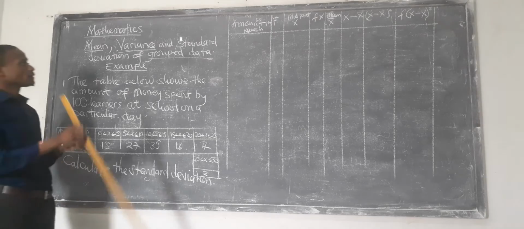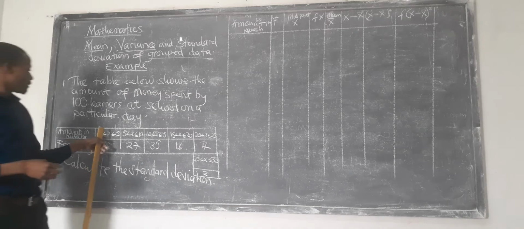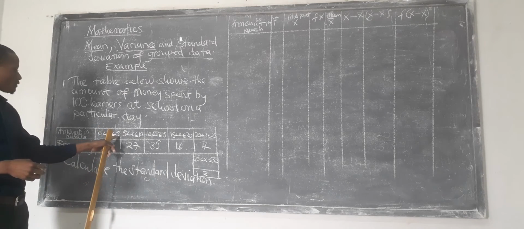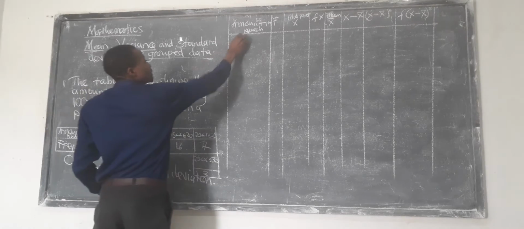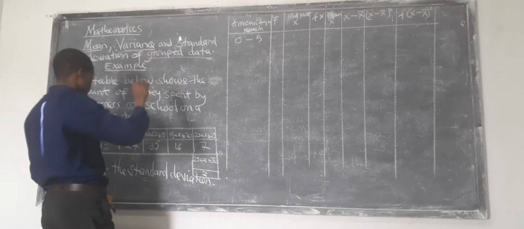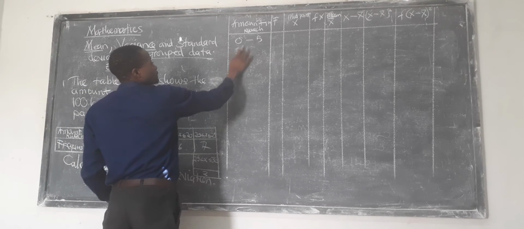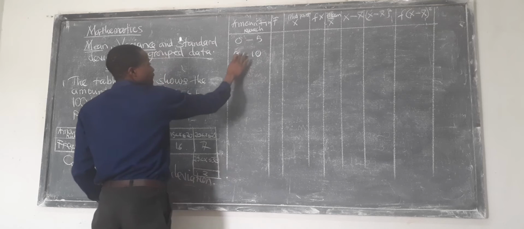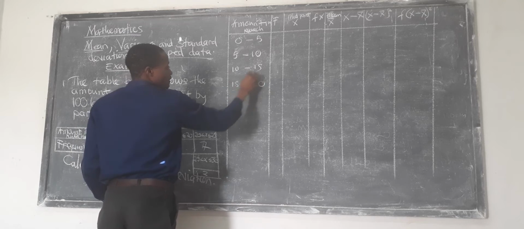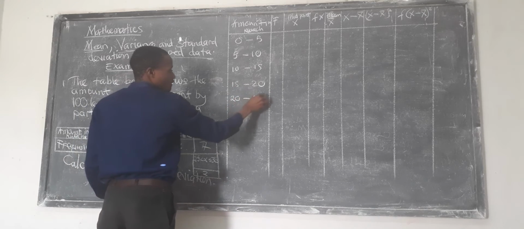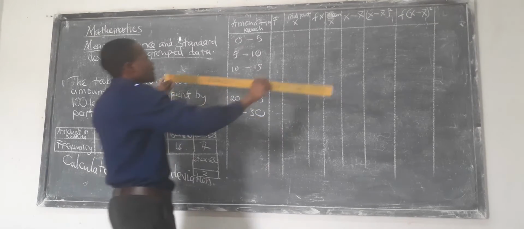So we start by listing the amounts in kwacha, which have been given as grouped data. We have 0 less than x less than or equal to 10. To make it faster, I'll just use 0 to 5. Then the other one is 5 to 10, 10 to 15, 15 to 20, 20 to 25, and 25 to 30.